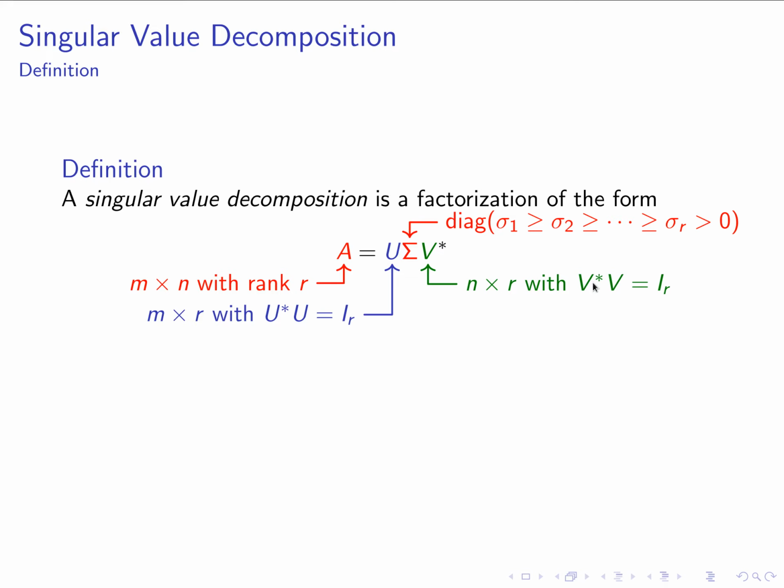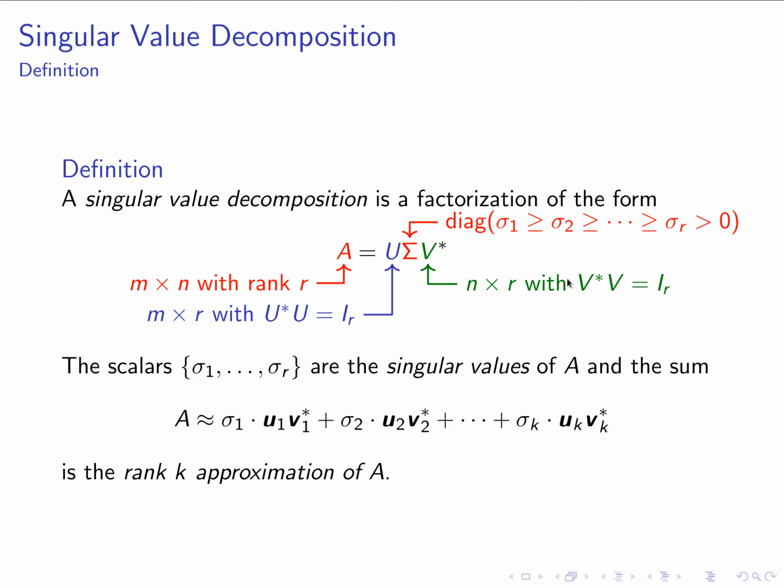So a singular value decomposition is a factorization of any m by n matrix with rank r as U times sigma times V conjugate transpose, where U and V are matrices satisfying the equation Gramian equals the identity, and sigma is a diagonal matrix whose diagonal consists of positive numbers listed in decreasing order.